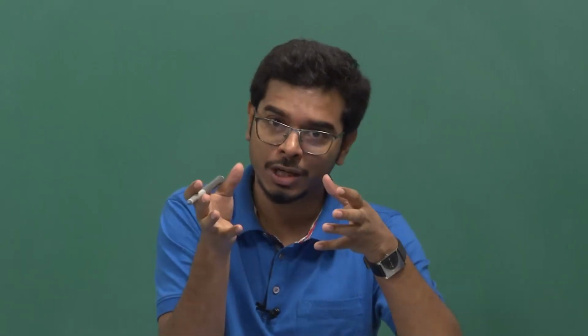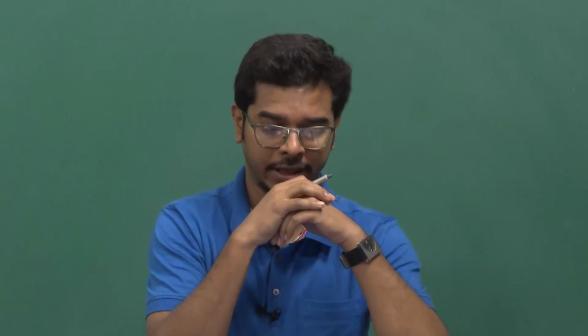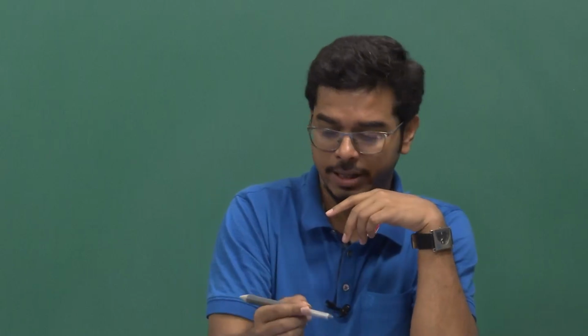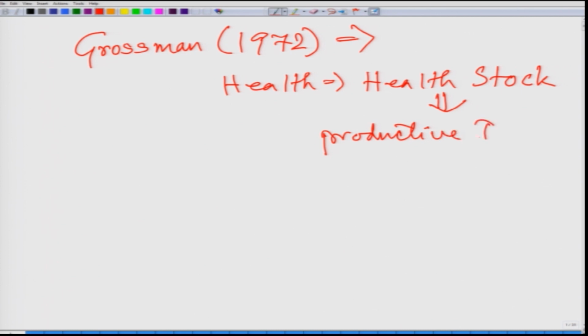Actually, they are the producer of health stock. Not only do they demand health stock through healthcare, but they are producers of the health stock. That was given by Grossman in 1972. We will discuss this after a while, where he talks about health as health stock, which is my productive resource, or productive investment. So I invest for health stock.